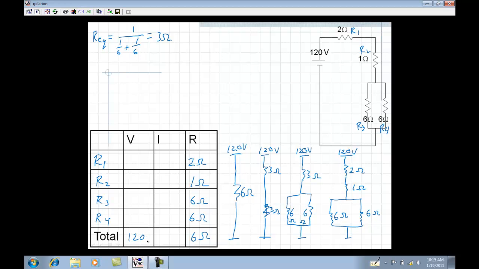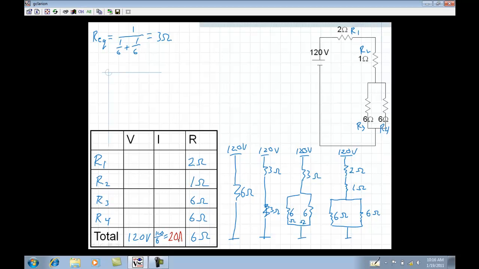So what would my current be then? Okay, so 120 divided by 6. Let me put it in here. 120 divided by 6 gives me how much? Okay, that'll equal, I'll go to a different color here just to emphasize that. So that'll be 20 amps.